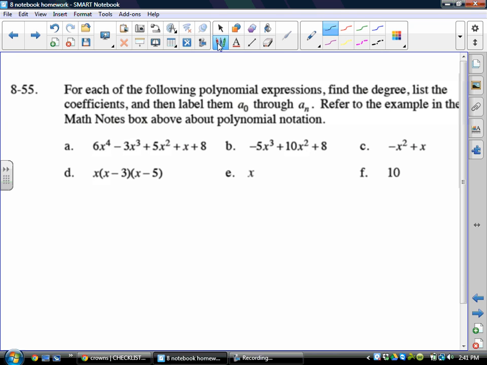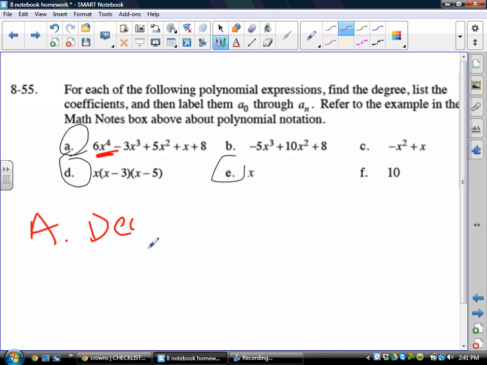I'm just going to do a couple of them. Let's see. We'll do A, we'll do D, and we'll do E. Okay. So for A, the degree of the polynomial is the highest exponent. So whether it's multiplied out like this already, the highest degree is x to the fourth, so it's degree 4. Okay. And then the next part says, list the coefficients and label them a sub 0 through a sub n.